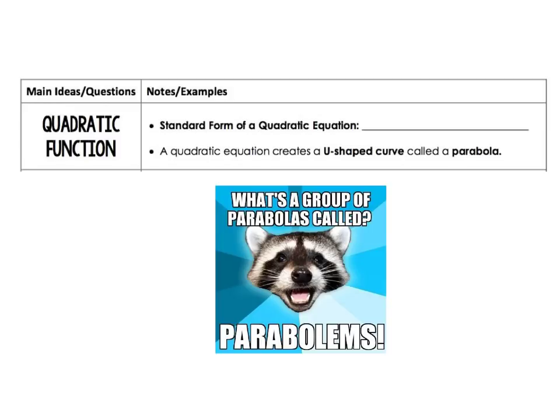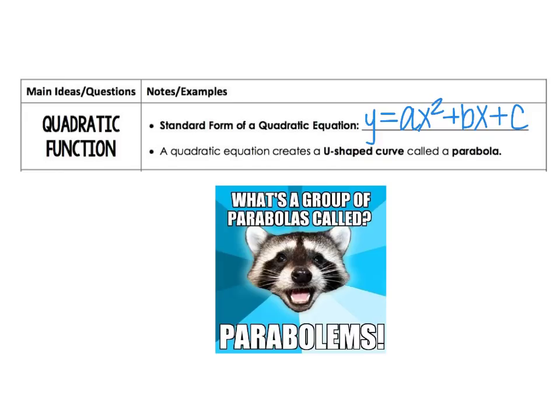Alright, when we're dealing with quadratic functions, it's important that we know what the standard form of a quadratic equation is. So the standard form of a quadratic equation is y equals ax squared plus bx plus c, where a and b are coefficients of x squared and x, and c is a constant.